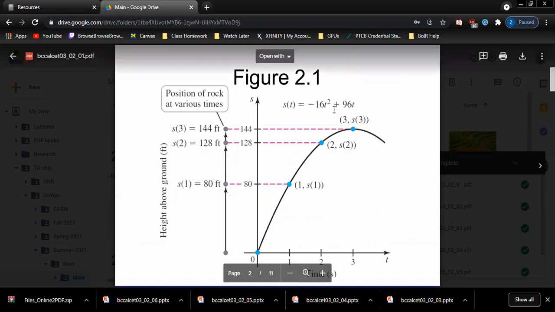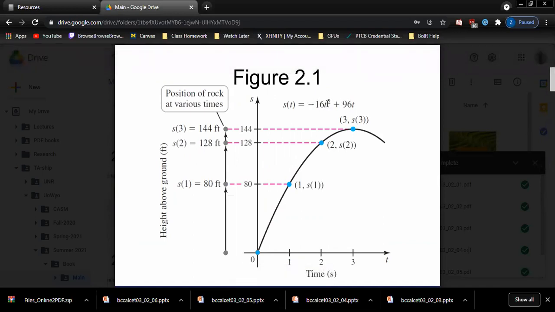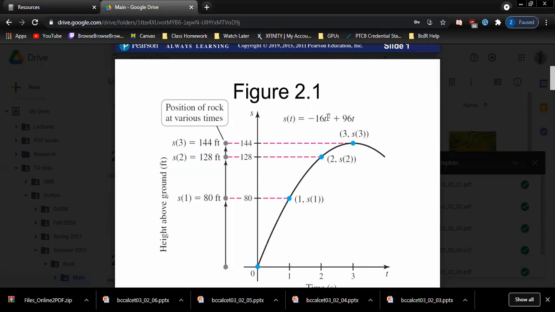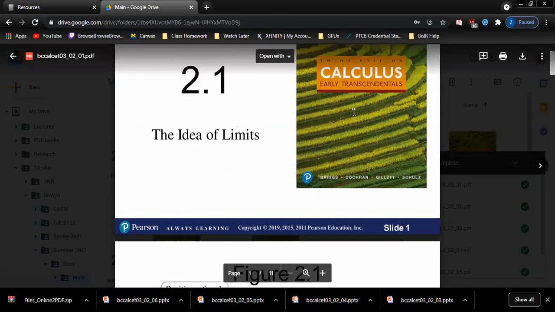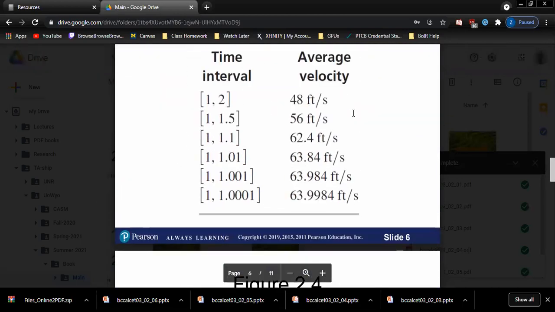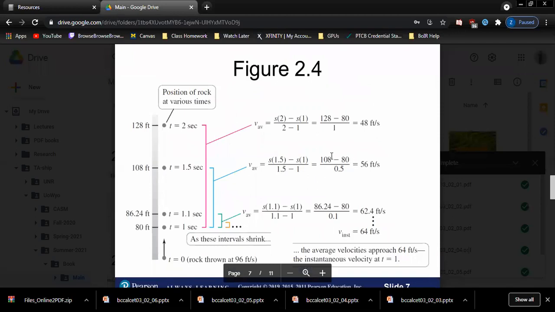Okay, so that's the function. And now we have t as 1.5, right? So it will be negative 16 times 1.5 squared plus 96 times 1.5. Can you calculate it for me? So t is 1.5. So it's negative 16 times 1.5 squared plus 96 times 1.5. If you calculate it, and if you trust me, you will get 108.